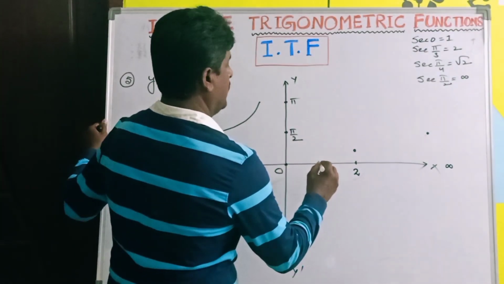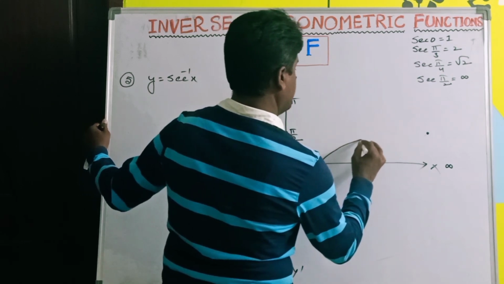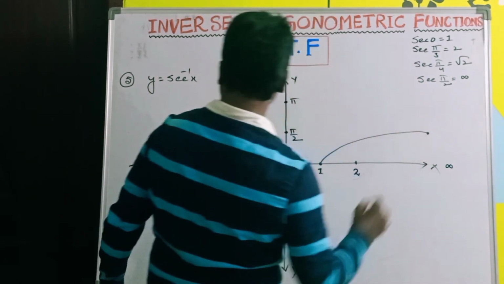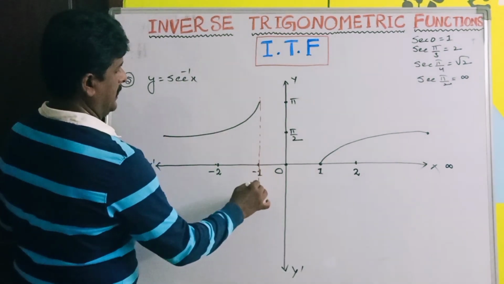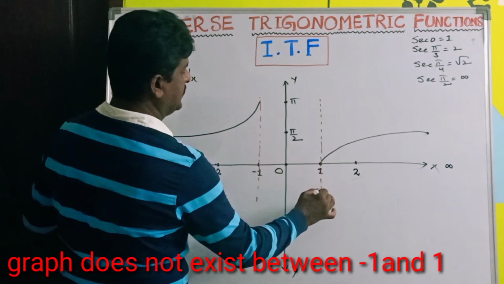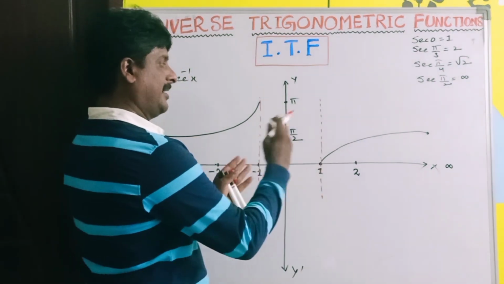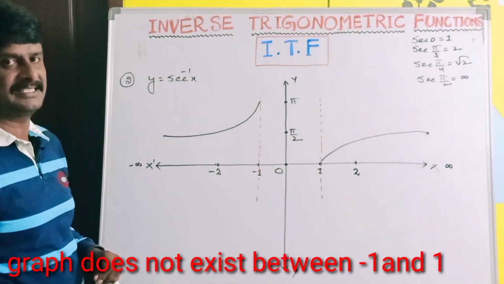Now the graph of the secant inverse x function is like this. This is the graph. The graph of secant inverse x exists only to the right of 1 and to the left of minus 1 on the x-axis.